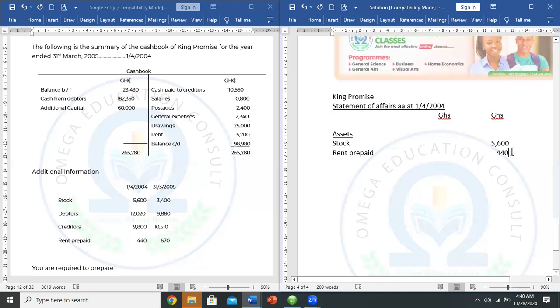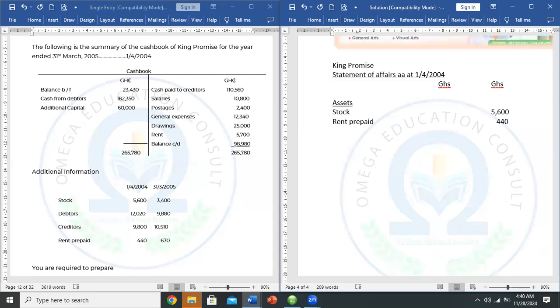Any other assets on that date? Who should I call? Prof. Ifia? His debtors. Okay, so we also have the debtors. Can you add the value as well? 12,020. Okay, is that all the assets we have in the question, professors?